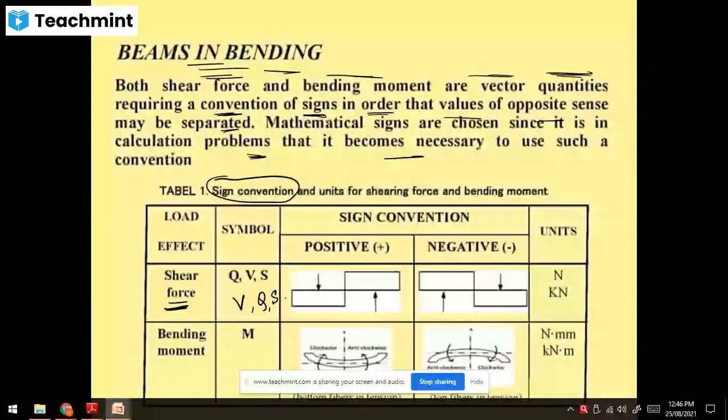Now, if left side is downward and right side upward, that is considered a positive sign. Vice versa, left side upward and right side downward is considered a negative sign. Remember this. The unit is newton or kilonewton. Then for bending moment, there are two types: hogging and sagging bending moment.